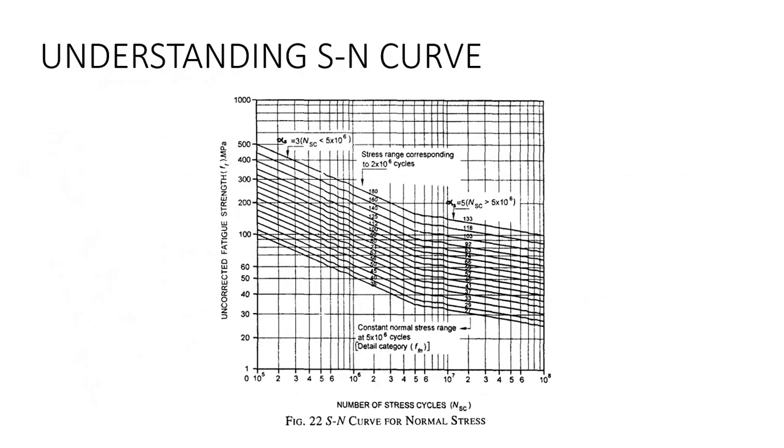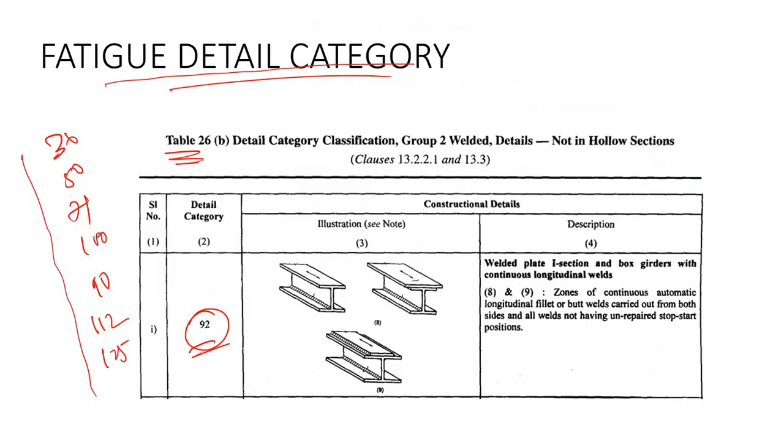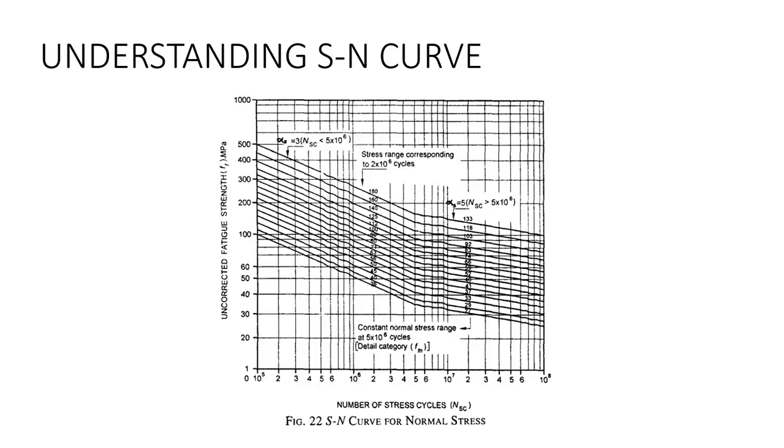Okay, so you have now understood what is detailing category, and also what is stress range. Now it's time to understand what is the S-N curve. This is very important because this is the backbone of any fatigue analysis. Basically the S-N curve represents two factors. First one, the stress cycle, and second, the fatigue strength.